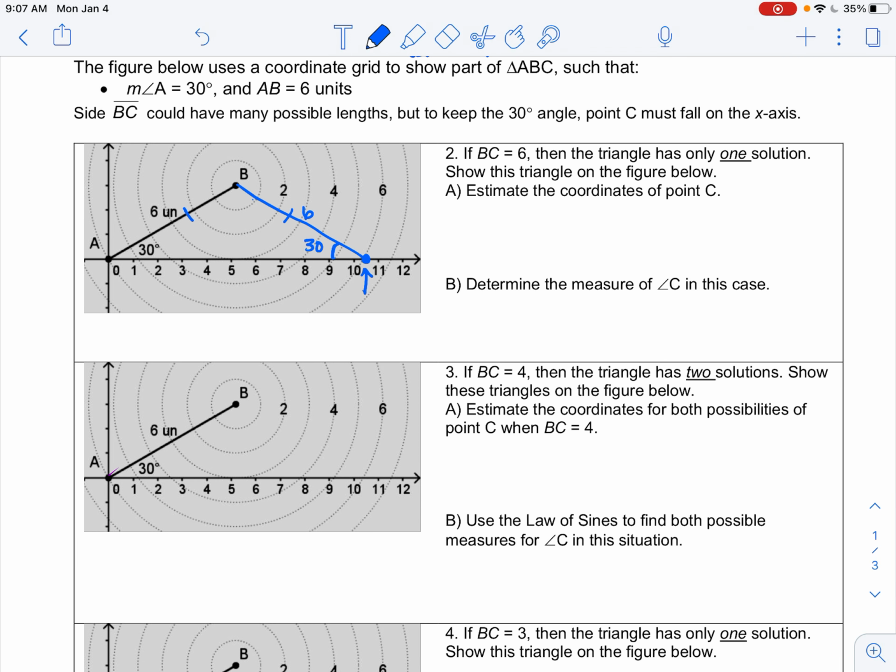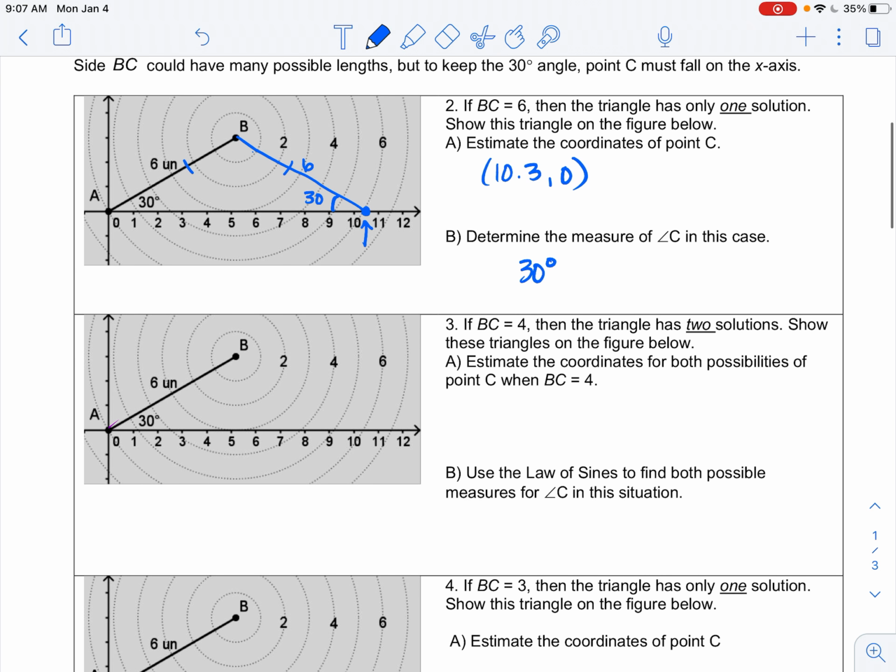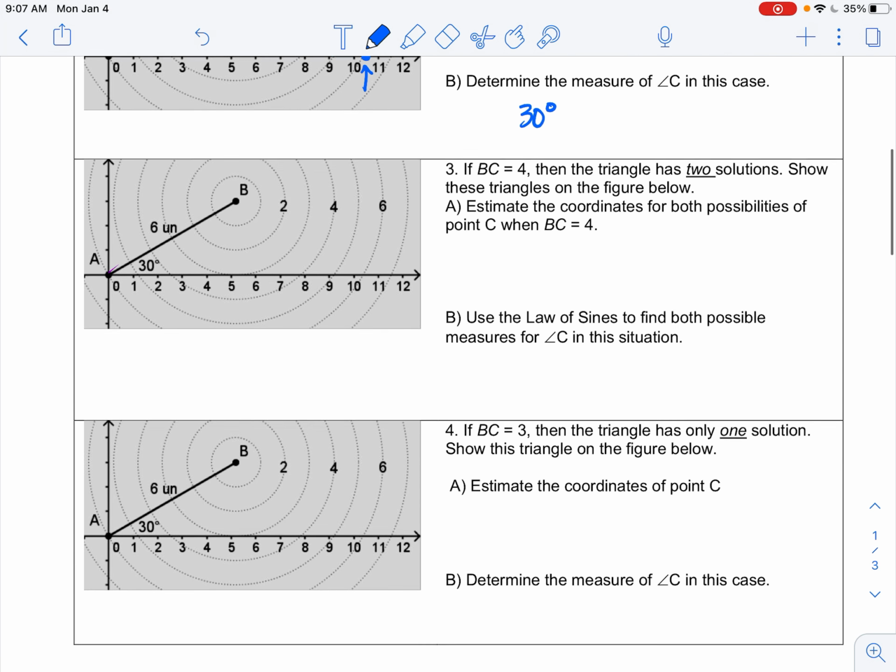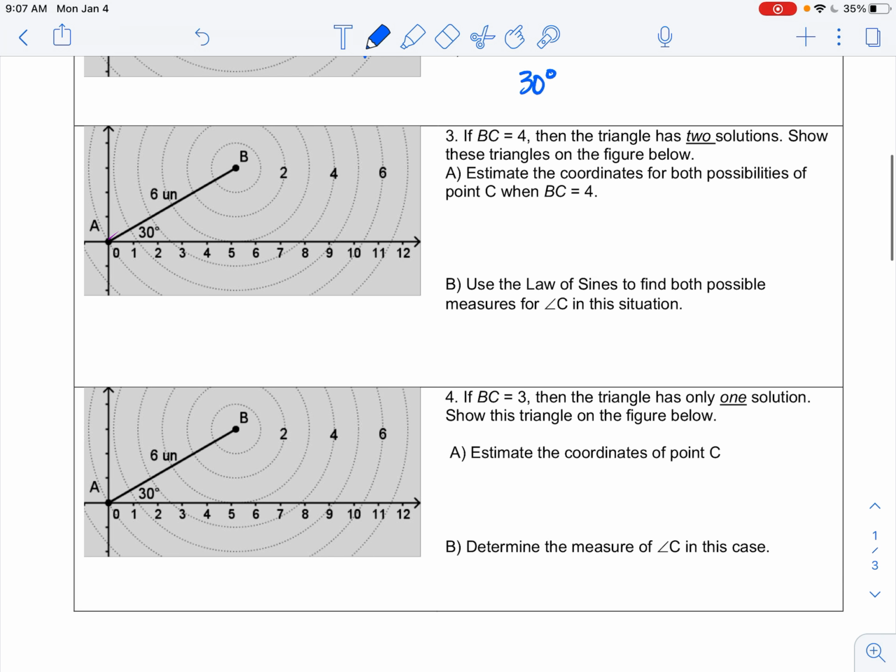All right, so estimate the coordinate of point C. It's somewhere between 10 and 11. I think maybe 10.3 comma 0. We're just estimating, so that's fine. Determine the measure of angle C, and I'm going to say that that's 30 degrees, again, because that's an isosceles triangle.